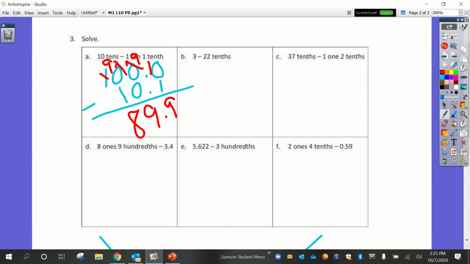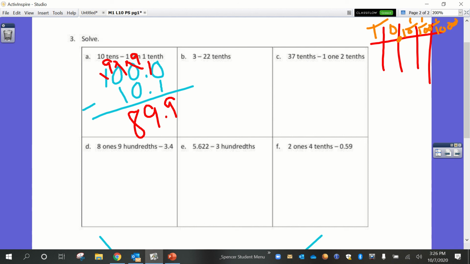3 minus 22 tenths. Let me just draw a place value chart up here. I'll change colors so I can see the spots. Ones, tens, tenths, hundredths, and then thousandths. Oh, Mr. Briggs.